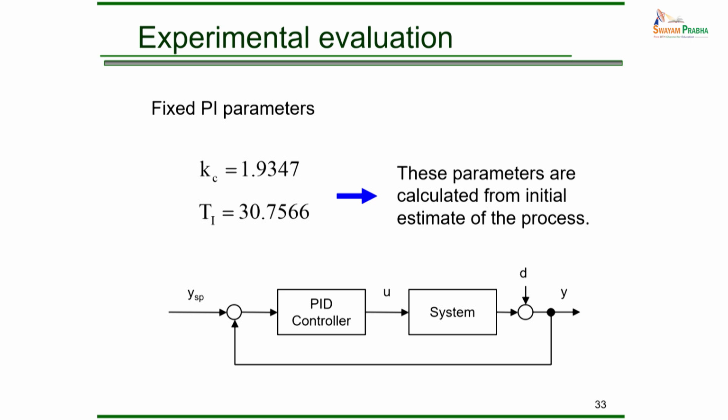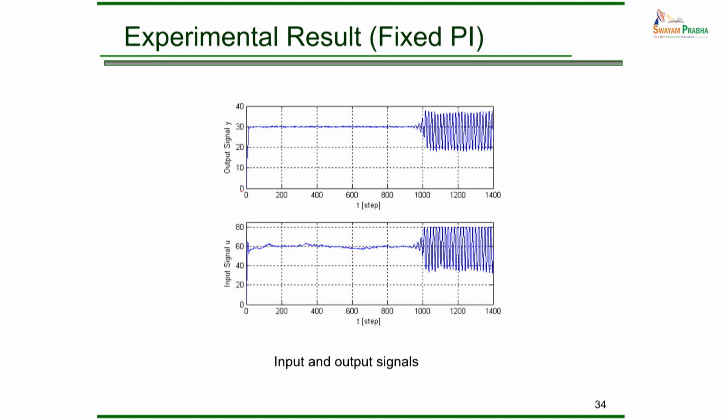Okay. The fixed PI parameters, if you only do fixed PI control for this same process, including the time when we switch over from thermocouple 1 to 2, these are the parameters, and here is the result. So the result for the first 800 samples roughly is very good. As soon as you switch to the second thermocouple, the system becomes oscillatory.